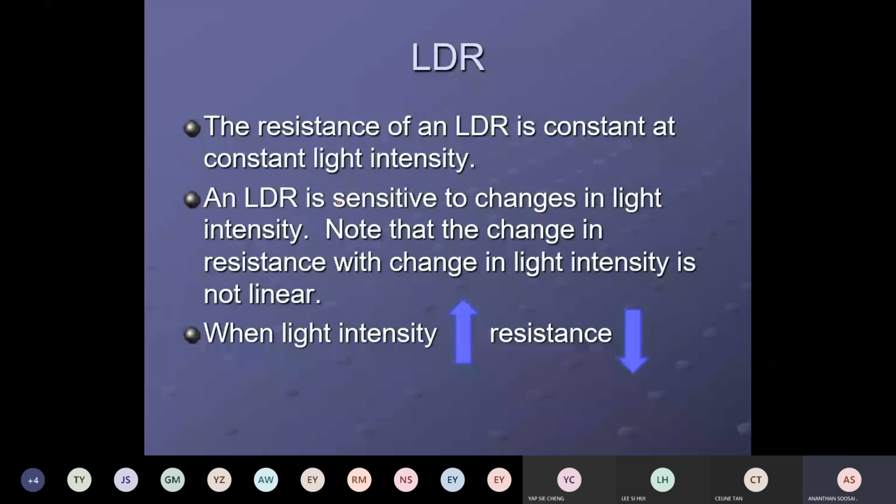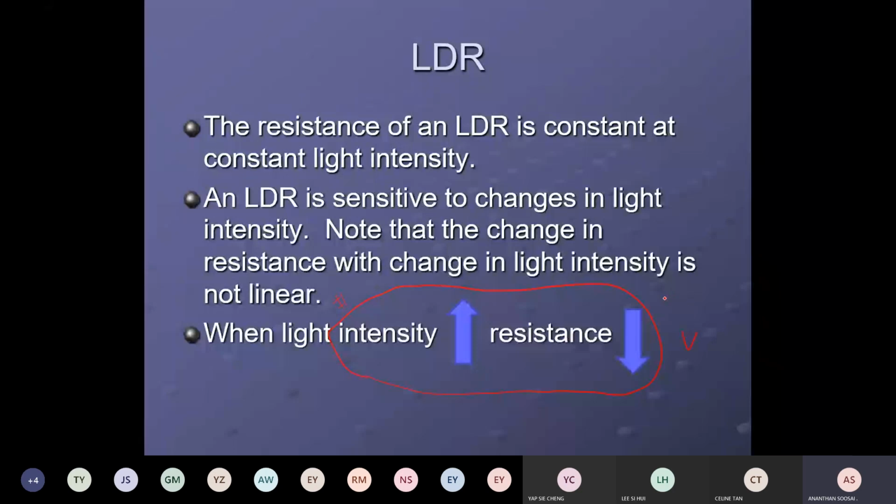As we know, the resistance of an LDR is constant at a constant light intensity. The LDR is sensitive to change in light intensity. Note that the change in resistance with the change in light intensity is not linear. When intensity rises, this is what is important to remember: light intensity rises, resistance drops.